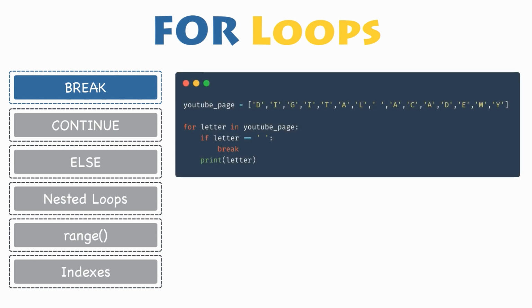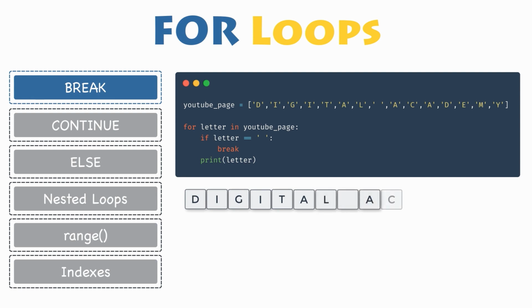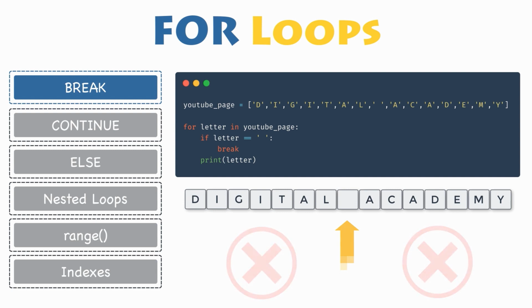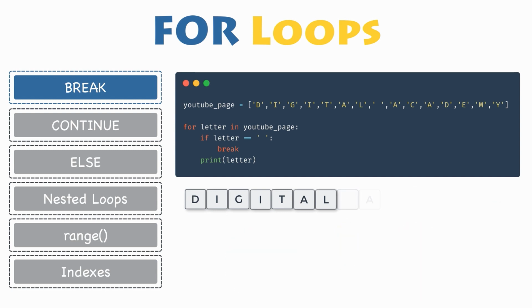Let's understand how you can use a break statement in a for loop, using an example. So, let's say you have a list with strings as items. You want to exit the loop using the break statement as soon as the desired string is encountered. In the above example, as soon as the loop encounters the space character, it will enter the if statement block where the break statement will exit the loop straight away. Thus, it will only print digital.